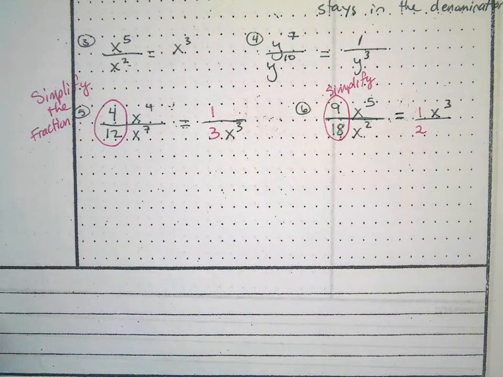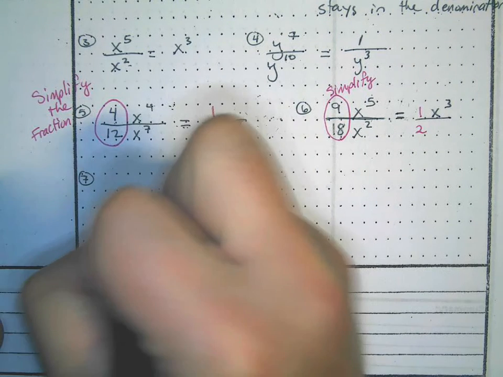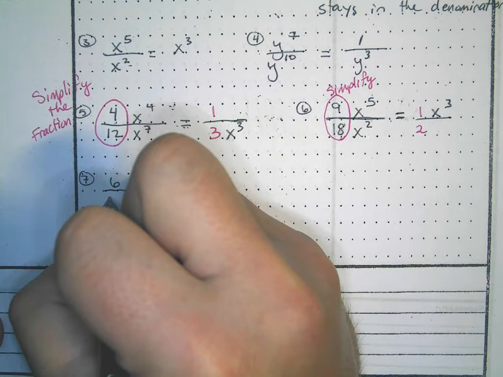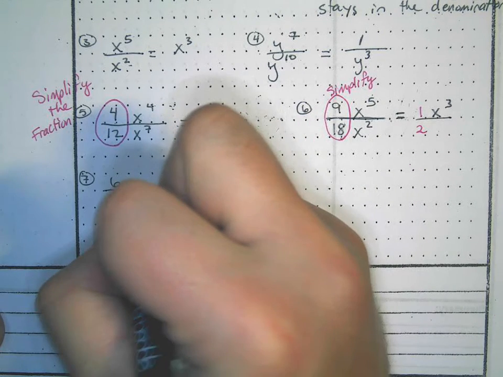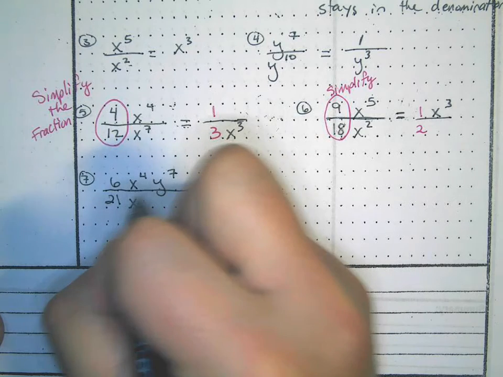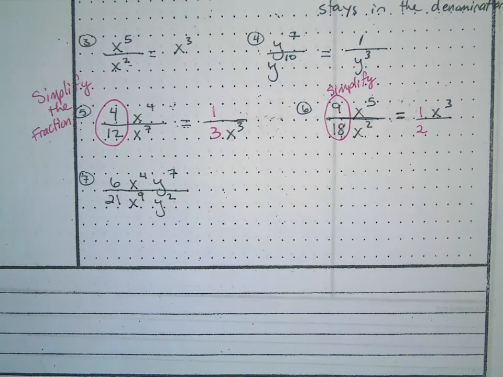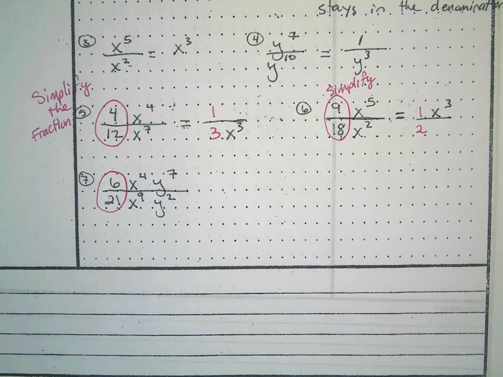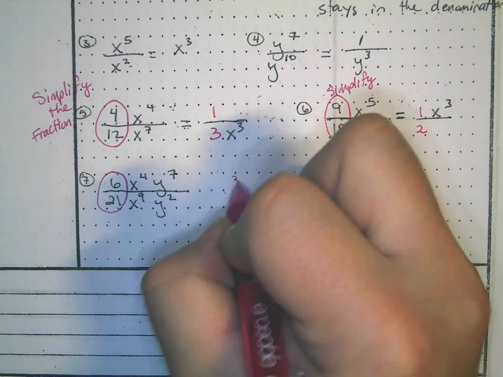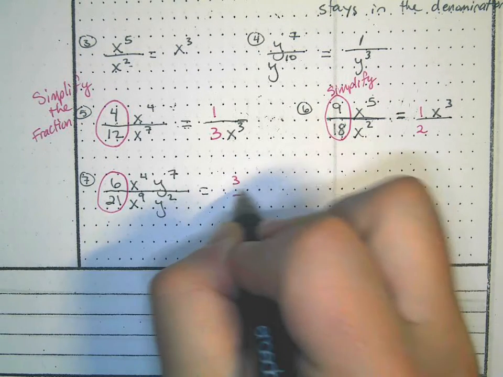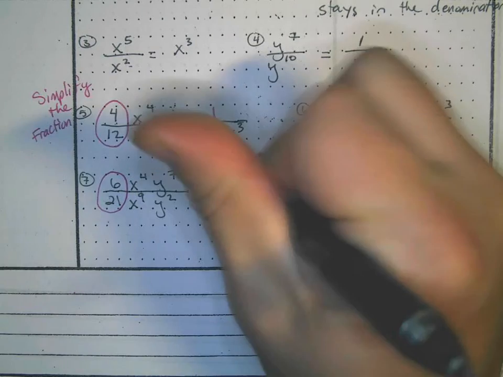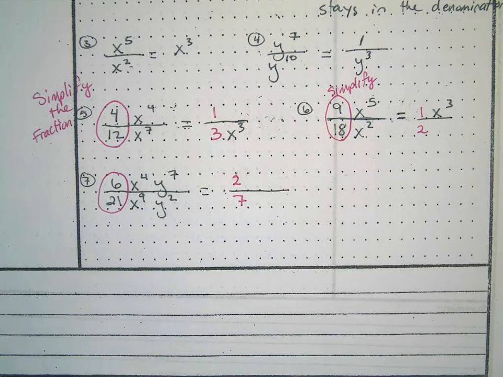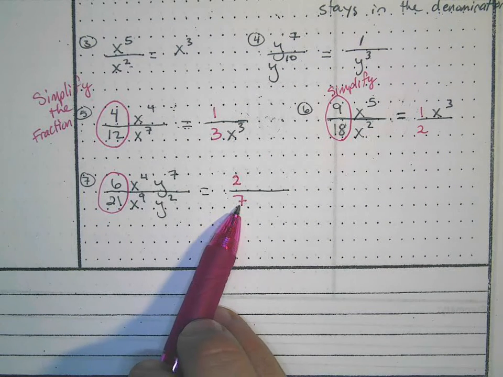Okay, let's do a couple more. So I have 6 over 21, x to the fourth, y to the seventh, x to the ninth, y squared. Okay, let's try this one. First, we'll simplify our fraction. They can both be divided by 3. Dividing top and bottom by 3, and we get 2 over 7. So this fraction right here, 6 over 21, has become 2 over 7 over here.